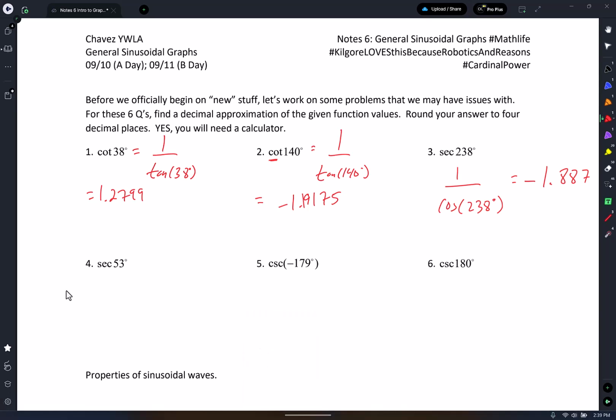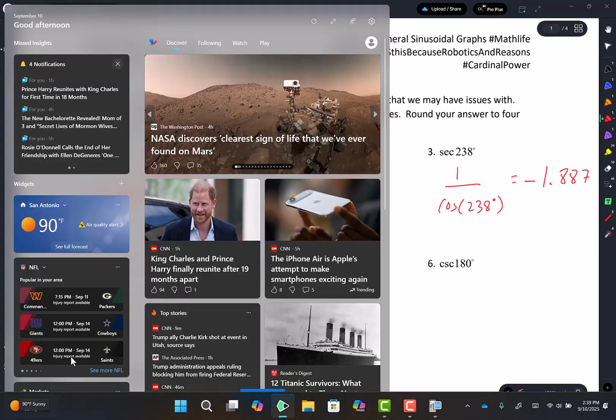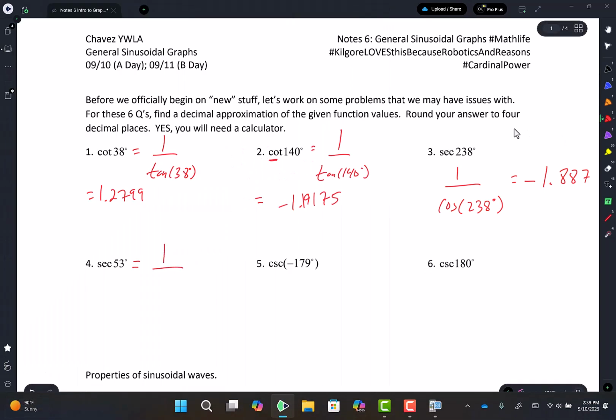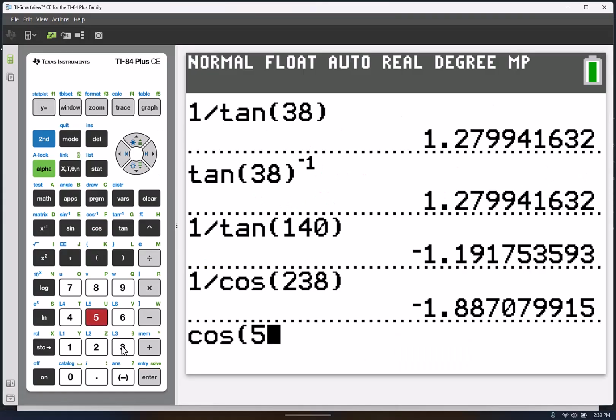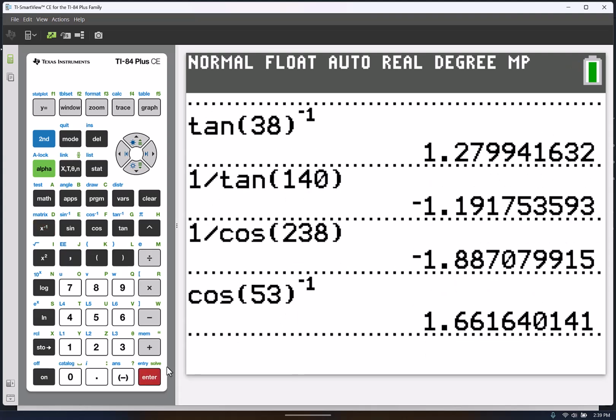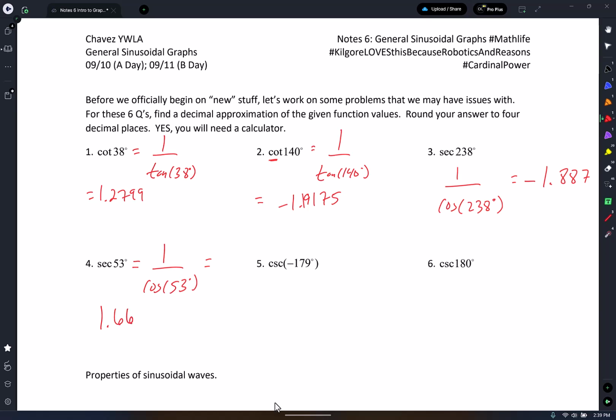Secant of 53, that's going to be positive because everything in quadrant 1 is positive. So this is going to be 1 over cosine of 53 degrees. Let's see what that is. I'm just going to push cosine 53 and push the reciprocal button. It should be the same. 1.6616.